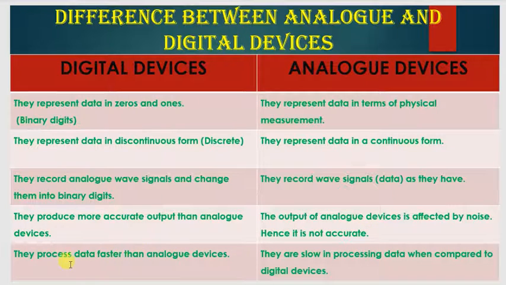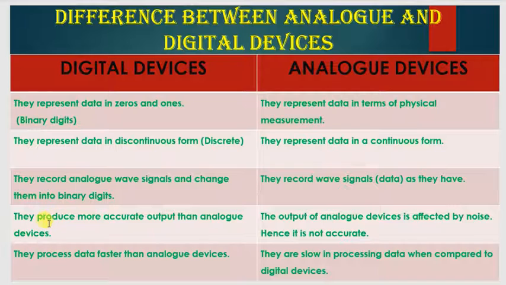And the next one, we can also say that digital devices are able to process data faster than analog devices. Then analog devices process data in a slower form. They are slow in terms of data processing. So for today, this is where we end our lesson.